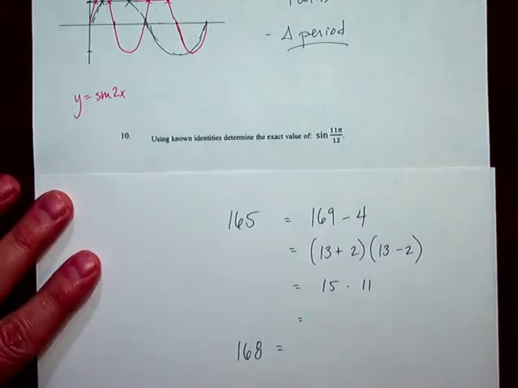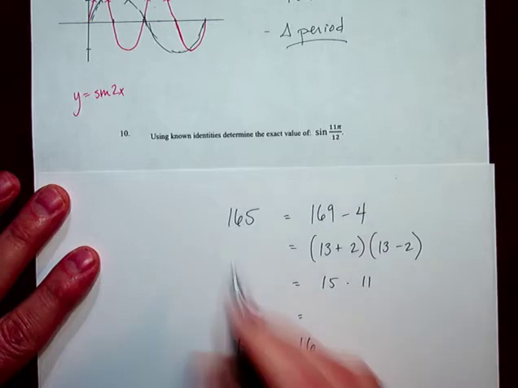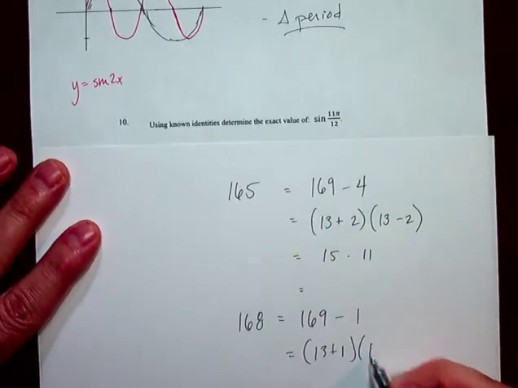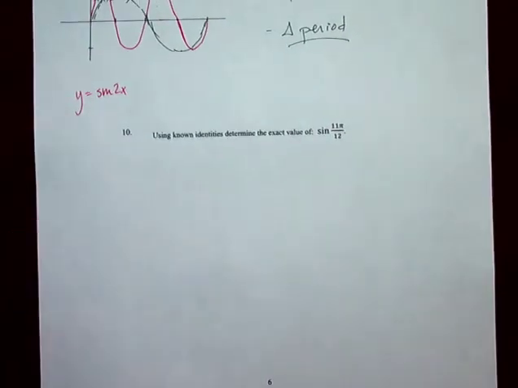Okay, well, how is that? Well, this would be easy. This would be a little bit more difficult because that's 169 minus 1, so that's 13 plus 1, and 13 minus 1. We're going to be doing the same sort of thing. It's the same kind of logic here.